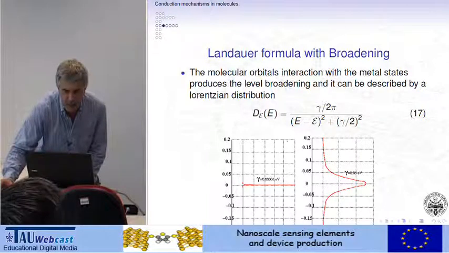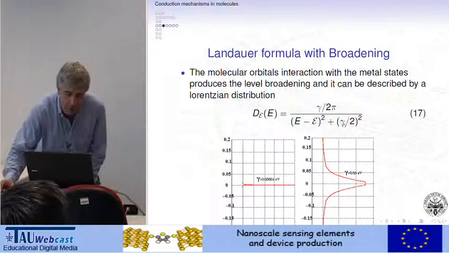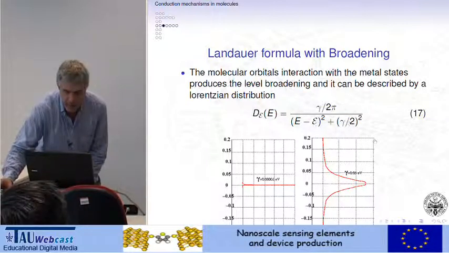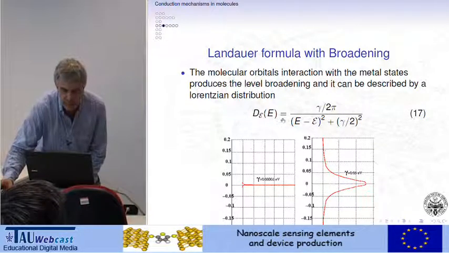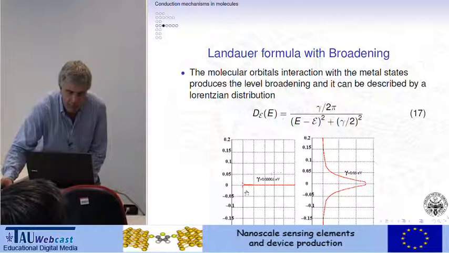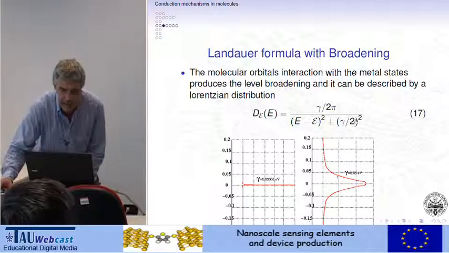So you have a distribution, a function of energy, for a specific molecular level, E. Generally, in this kind of correction of the Landauer formula, a Lorentzian distribution is used. You can write it in this way; it is quite similar in shape to a Gaussian one, but the expression is simpler. So you have the energy, E, and the level, E again, and we can try to understand if a correction in the Landauer formula, taking into account the broadening of the molecular level when the metal interacts with the molecule, can get us a better result.